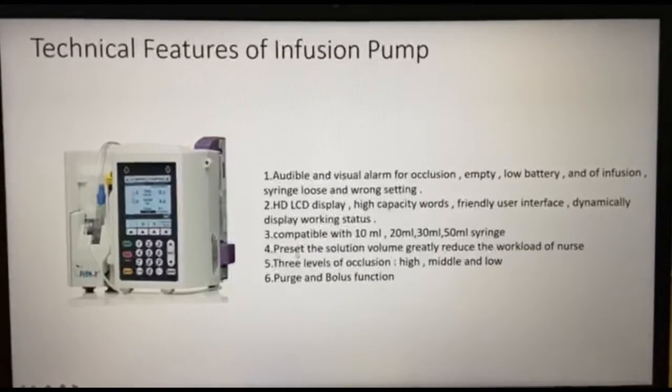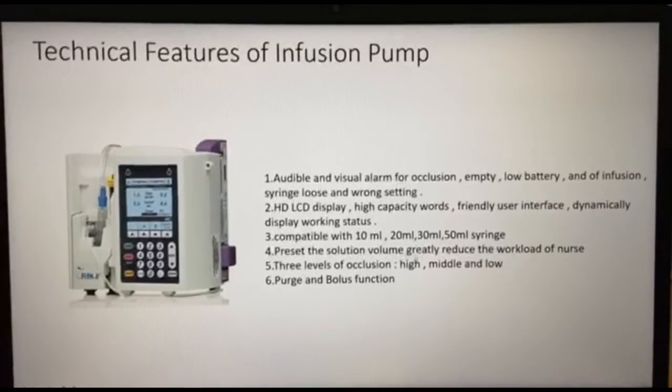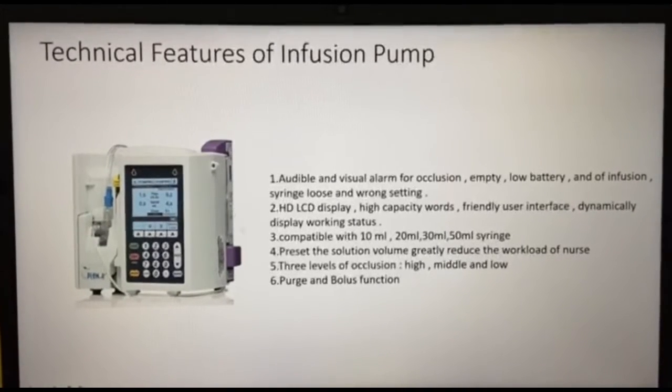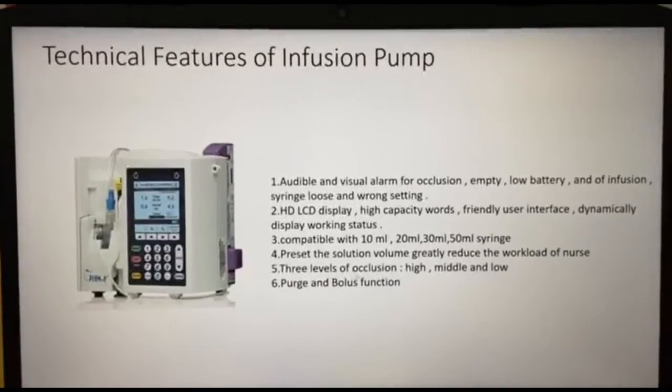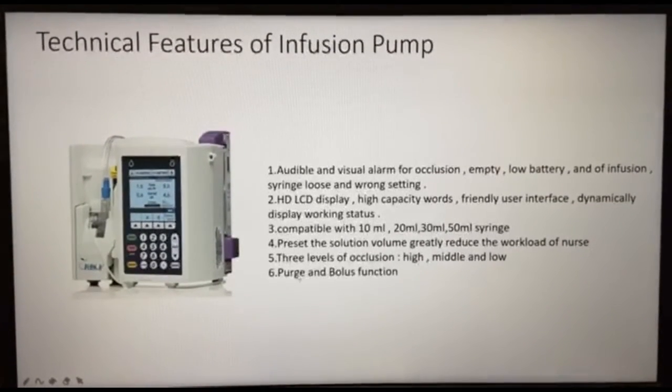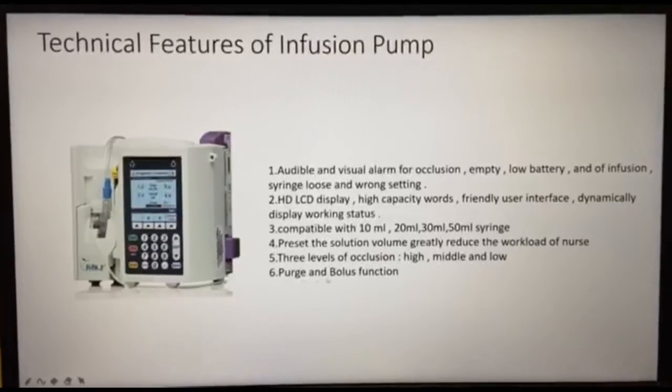Other than that, presetting the solution volume greatly reduces the workload of the nurse. These infusion pumps have 3 levels of occlusion, which are high, middle and low. And it also has a purge and bolus function.